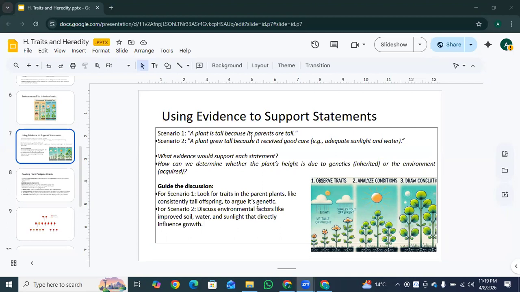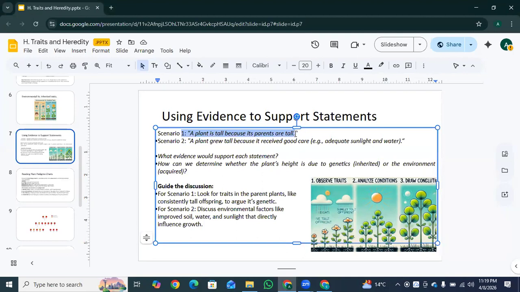Scenario one, a plant is tall because its parents are tall. This is a claim basically. And here we have evidence. You would look at the family tree. If the parents' plants are tall and almost all the baby plants from their seeds are also tall, then it is likely an inherited trait.